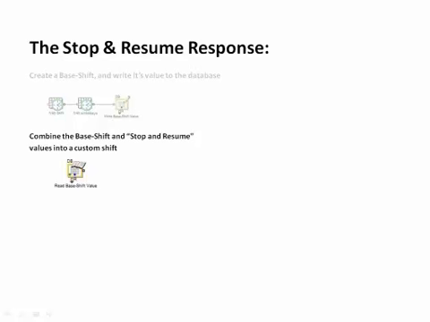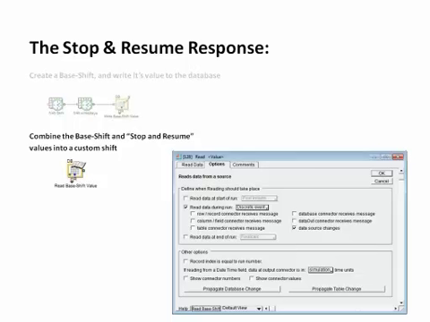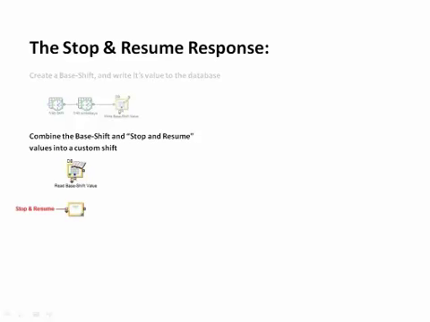We next combine the base shift and the stop and resume signals into a custom shift. So we read the base shift value that we just created above, and as with the write, we set up the read so that we only read when the value actually changes. That way we're not constantly reading when nothing will happen.